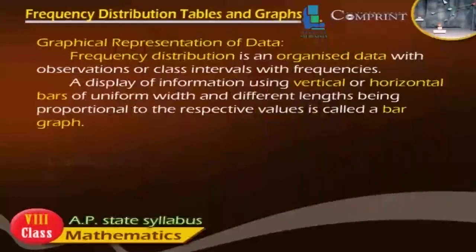Graphical representation of data. Frequency distribution is organized data with observations or class intervals with frequencies. A display of information using vertical or horizontal bars of uniform width and different lengths being proportional to the respective values is called a bar graph.